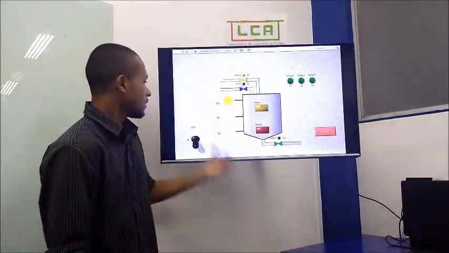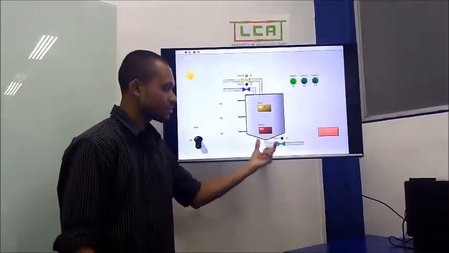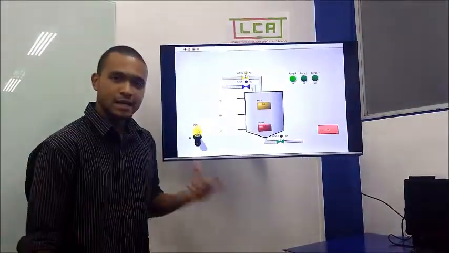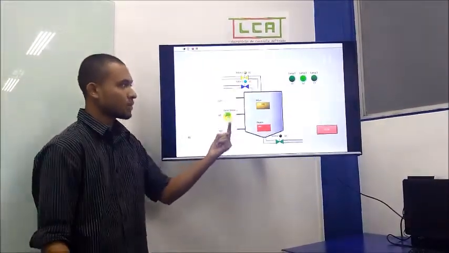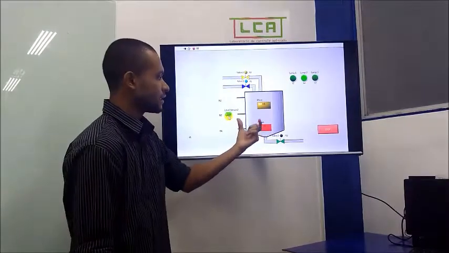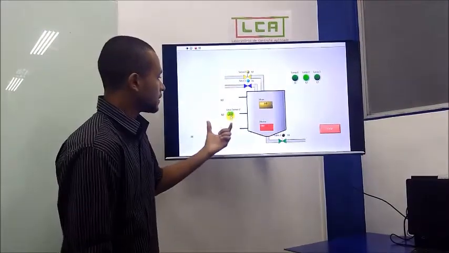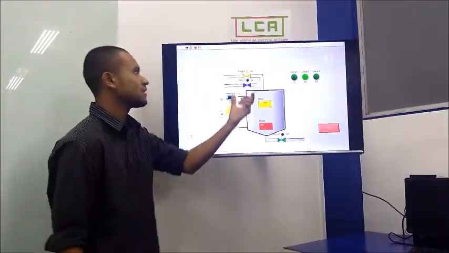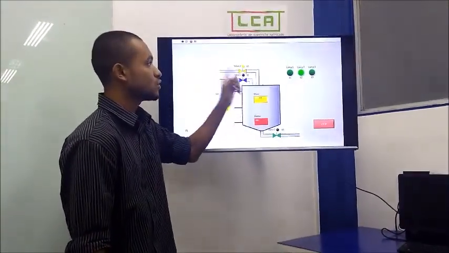In the first stage, valve number 3, which controls the mixture release to the pool, is closed. In the second stage, valve number 1 is opened. Valve number 1 controls the water entrance in the tank, and the heater is turned on. In the third stage, we have valve number 1 closed and valve number 2 opened.